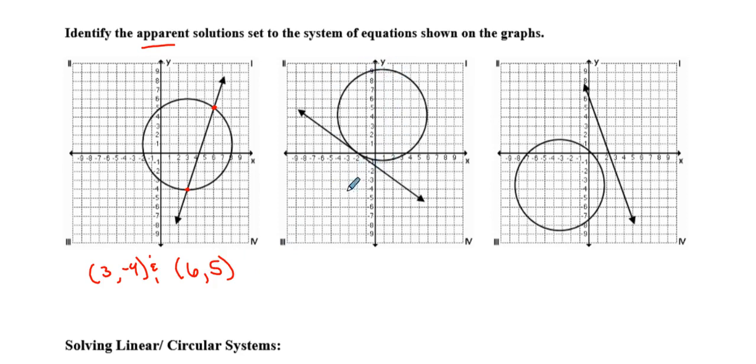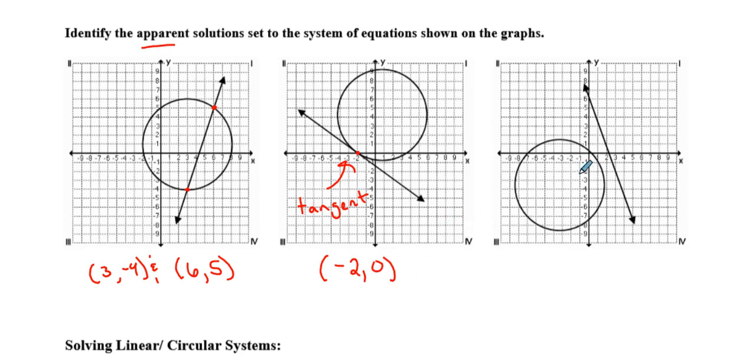And our second diagram here, I only see 1 point of intersection. In this case, this is called a tangent line. Now you don't need to know that yet, but we'll get to it later on. Just to introduce it, it's a tangent when a line touches a circle at 1 point. One intersection, and that coordinate point is -2, 0.